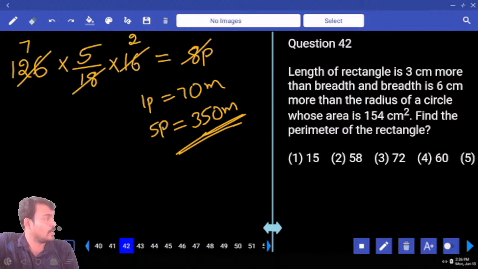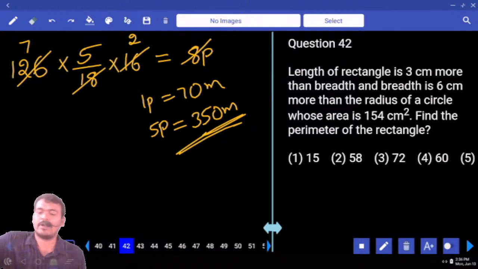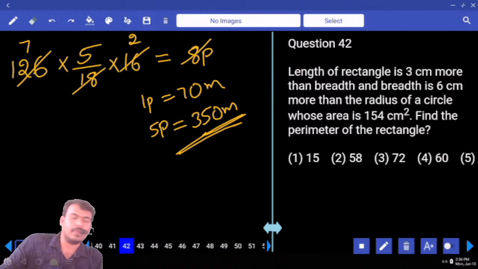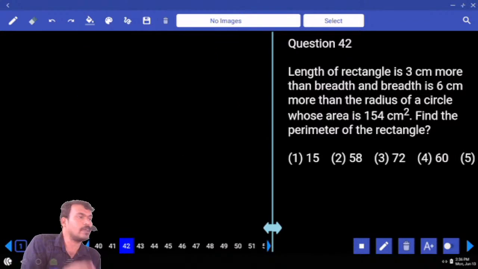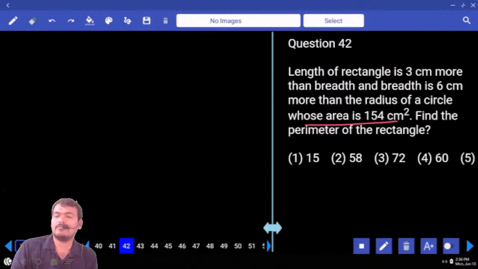Question number 42. Length of a rectangle is 3 centimeters more than the breadth, and breadth is 6 centimeters more than the radius of a circle whose area is 154 centimeters square. Find the perimeter of the rectangle. What is the perimeter of a rectangle? 2 of L plus B. Definitely we need to know the length value and breadth value. First of all, what is the area of a circle?